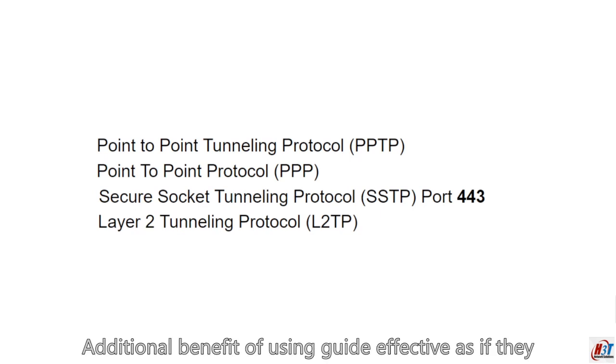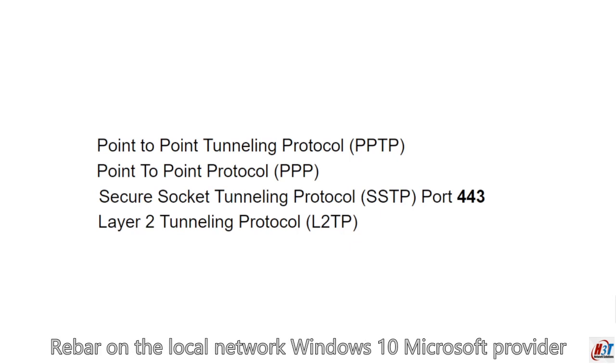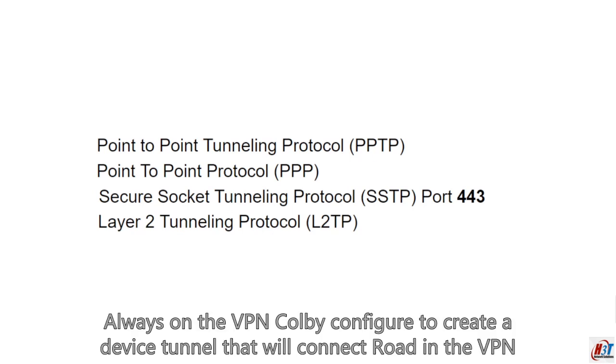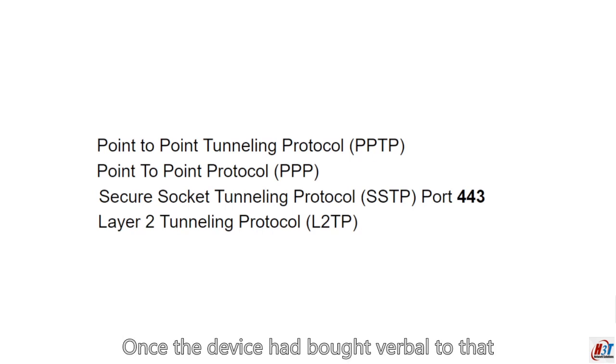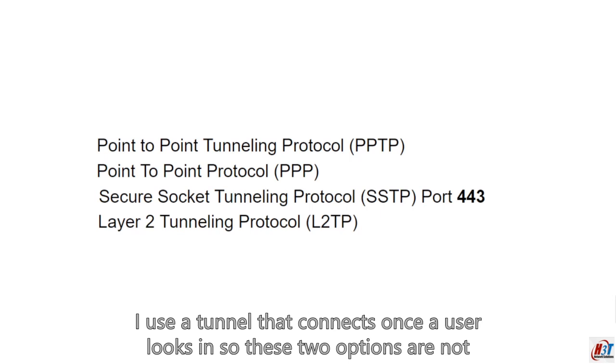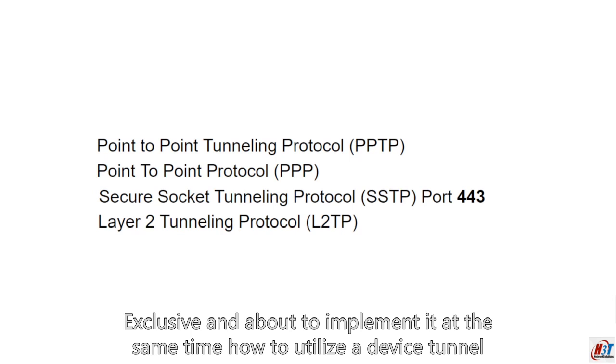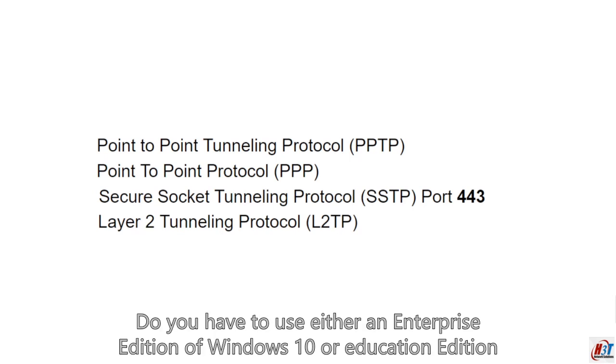The additional benefit of using DirectAccess was that administrators could manage those remote devices as if they were on the local network. With the release of Windows 10, Microsoft provided users with a service called Always On VPN, which was designed to replace DirectAccess. Always On VPN could be configured to create a device tunnel that would connect through the VPN once the device had booted up, or a user tunnel that connects once a user logs in. These two options are not mutually exclusive, and both can be implemented at the same time. However, to utilize the device tunnel, you have to use either an enterprise edition or education edition of Windows 10.